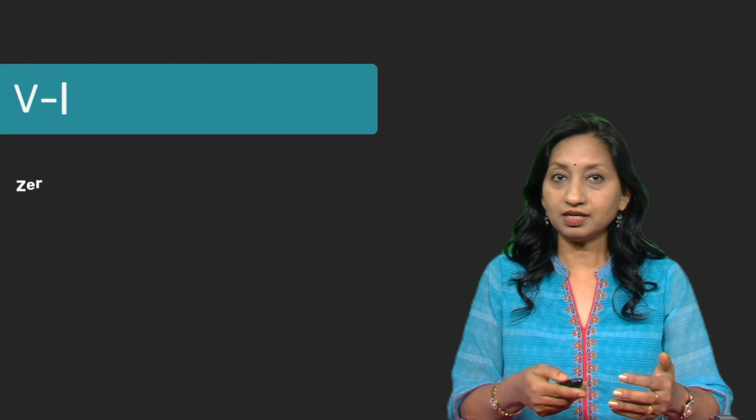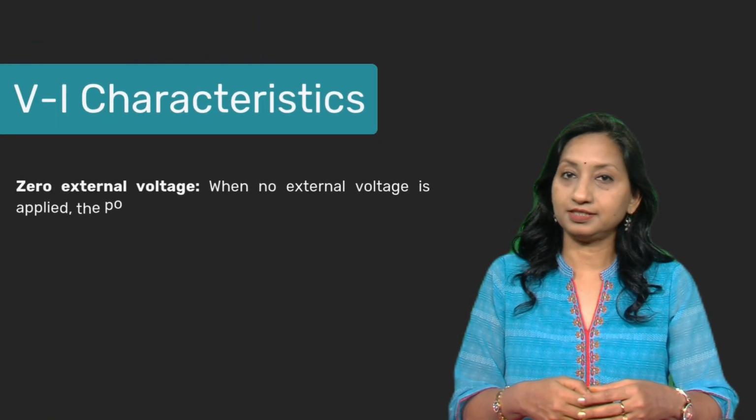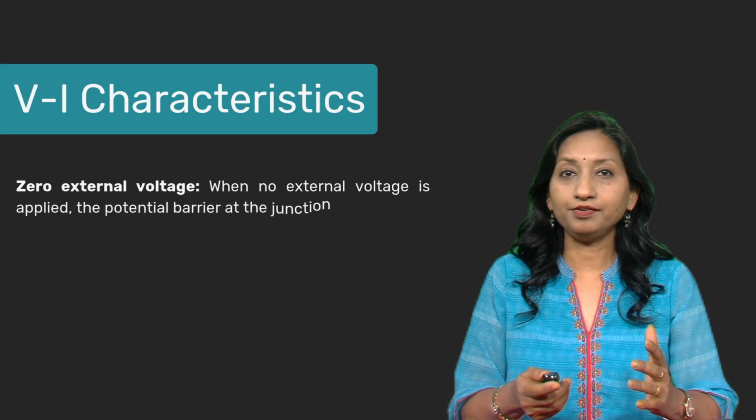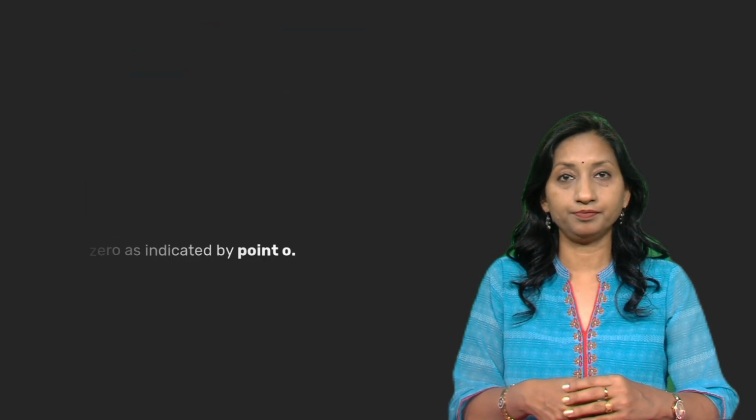So let us first see the zero external voltage. When no external voltage is applied, the potential barrier at the junction does not allow current to flow. Therefore, the circuit current is zero as indicated by the point O in the figure.